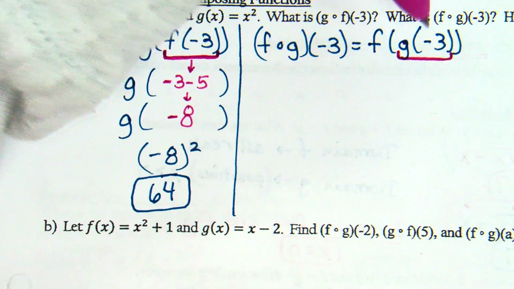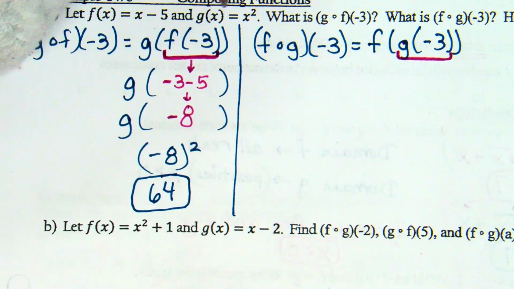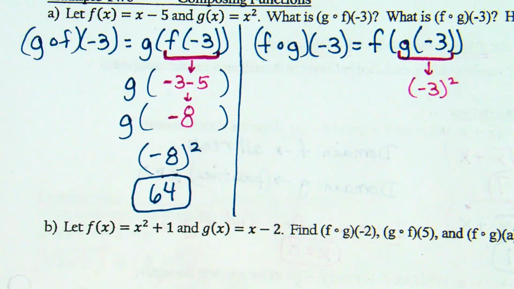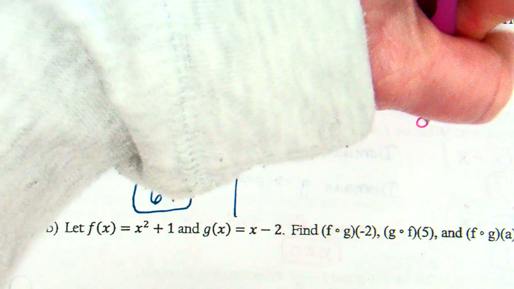What was g? x squared. So if we're doing g of negative 3, instead of x squared, we're going to say negative 3 squared. So I put negative 3 into the g equation. What is negative 3 squared? 9.